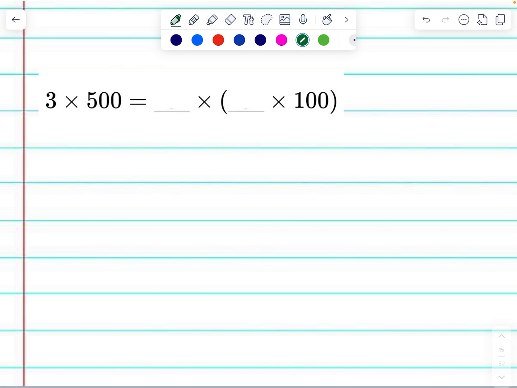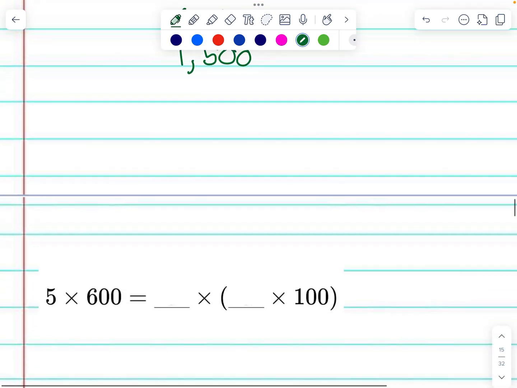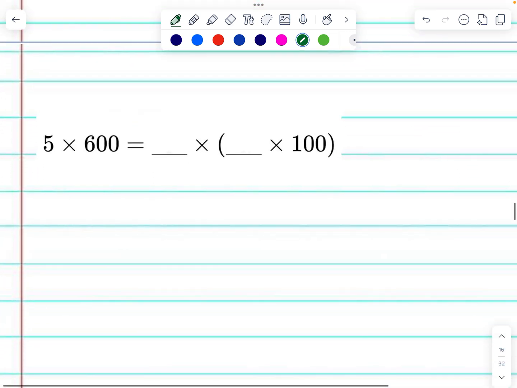Okay, now let's practice that together. 3 times 500. So we're going to have 3 times, decompose this to 5 times 100. Combine these two terms, 3 times 5 times 100. 15 times 100. 1,500. Okay.